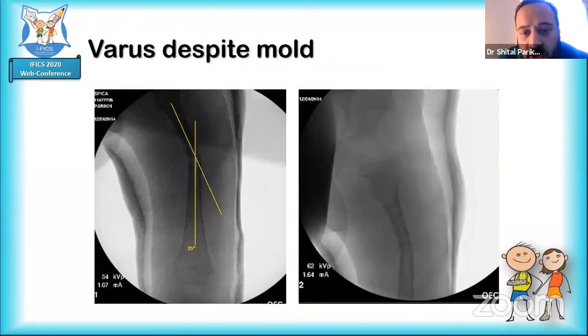The other thing is the mold that we talked about. We always want to have a varus mold. Normally your femur has some procurvatum, so I usually don't mold in a sagittal plane unless it's out of plane. But a varus mold is important here. Even after putting a varus mold, you can see that there is still some residual varus.